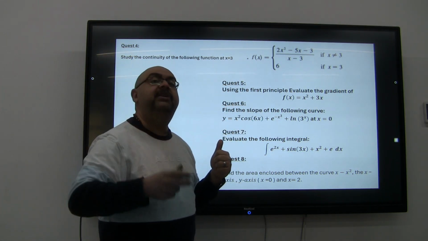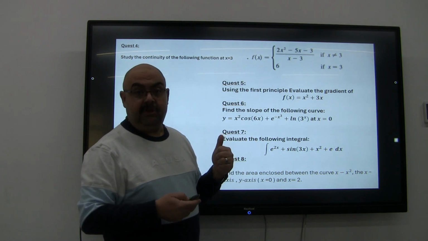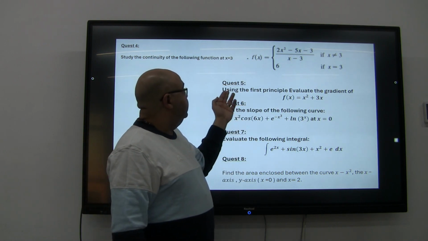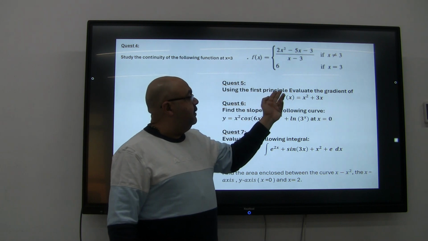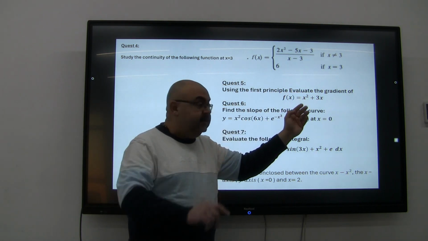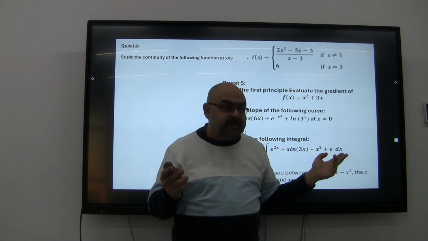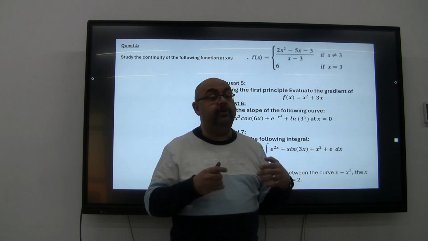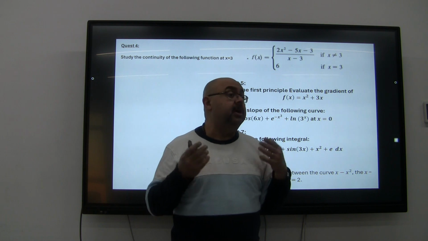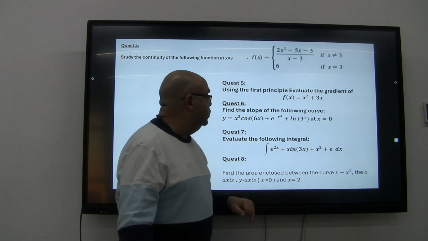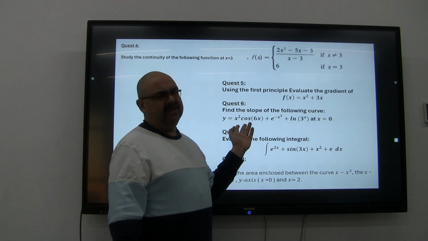We did go through this, Yusuf, in the previous lecture. For this function, using the first principle, evaluate the gradient. It means find y dash using limits. And I did go through it. I've tried to convince you it's really important. You are subject to questions using the first principle. This is really very simple.